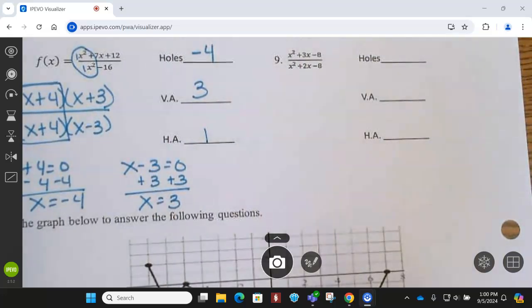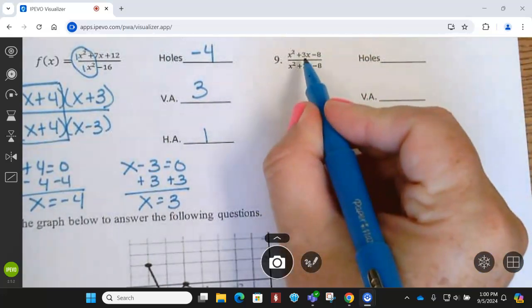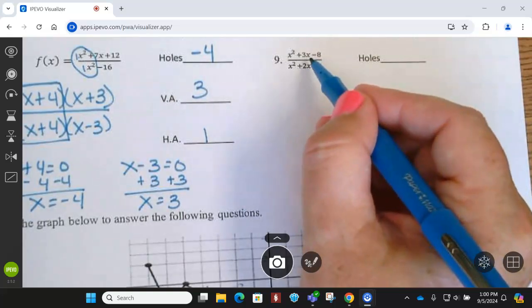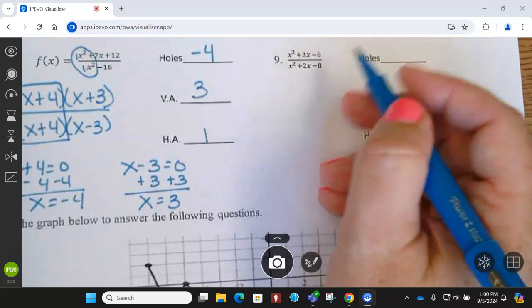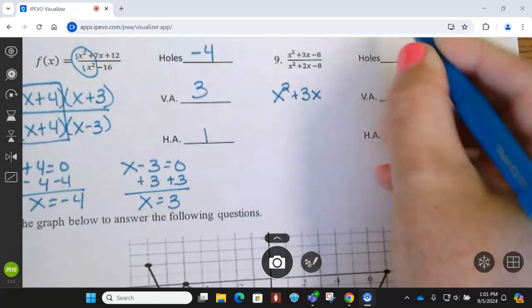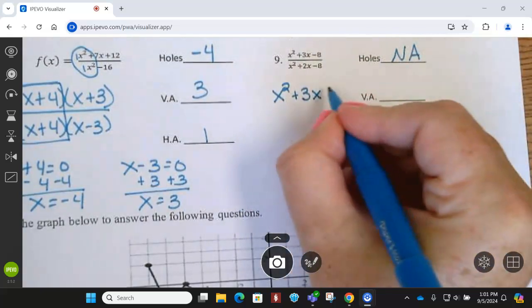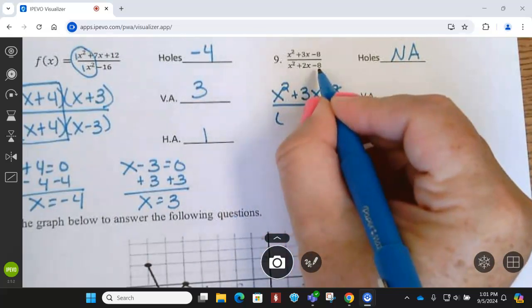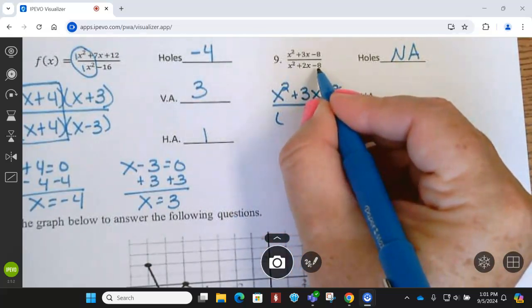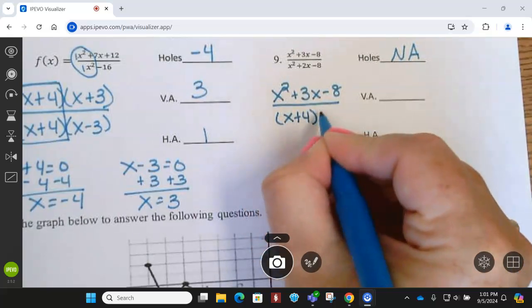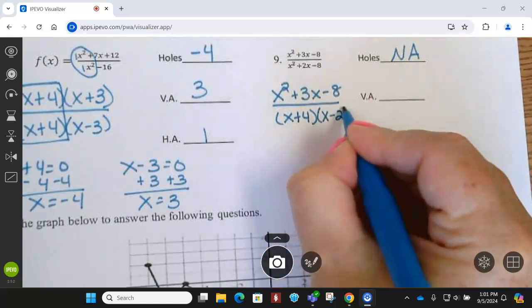Okay. Here, again, we're going to do the same thing. I cannot factor the top because there's nothing that will make 8 to give me 3. So we can't factor the top. So we're going to leave it alone. So right there, we know we do not have a hole. Factor the bottom: what times what gives me negative 8, or 8 that subtracts to give me 2, and it's a positive 2, so it'll be x plus 4 and x minus 2.